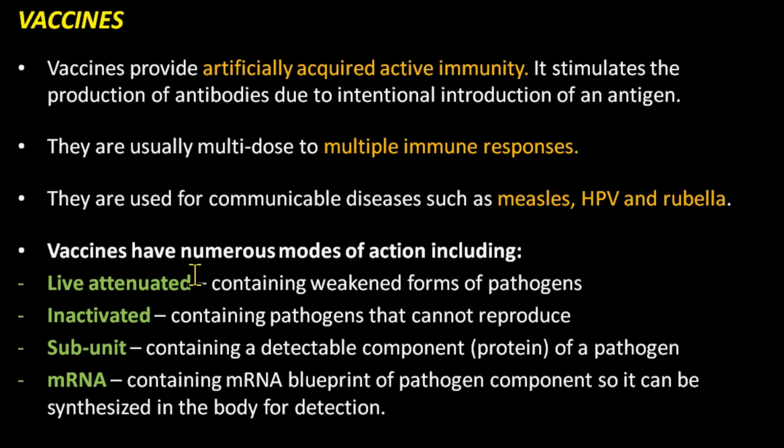This could include live attenuated vaccines, and these contain a weakened form of the pathogen. Inactivated vaccines contain pathogens that cannot reproduce. Subunit vaccines contain only a detectable component or protein of a pathogen, just a small part of it that your body can detect. And mRNA vaccines, for example, Pfizer vaccines, contain instructions so that your body can build that part of the virus within you. I know that sounds a little dangerous, but basically it's only synthesizing a small part of the virus so that your body will know what it looks like.